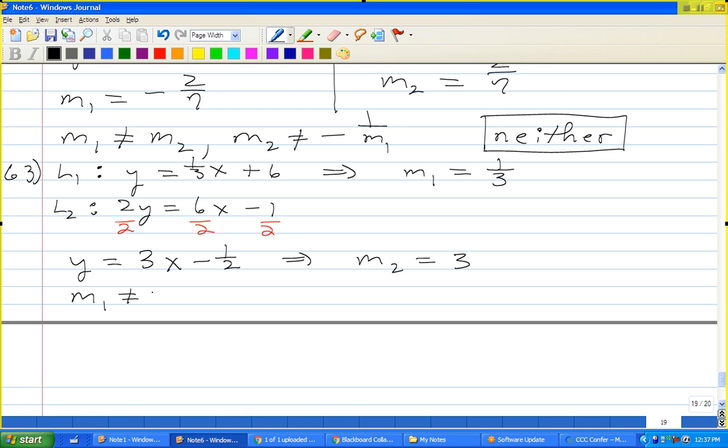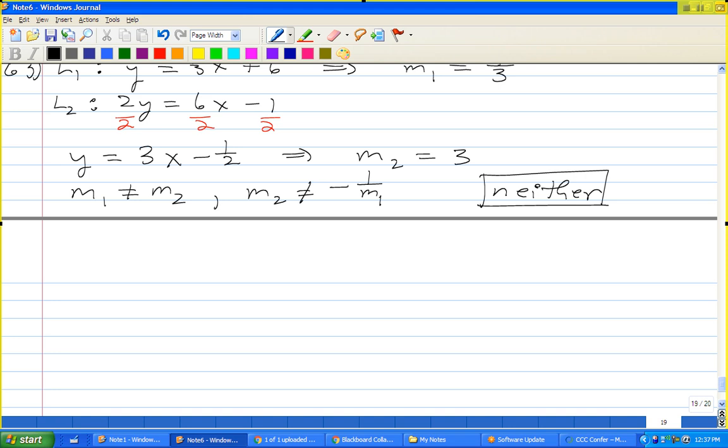But these are not the same. 3 is not the same as 1/3, and neither is 1/3 the negative reciprocal of 3. It's the reciprocal, but it's not the negative reciprocal of 3. Therefore, this is neither parallel nor perpendicular lines. Let me do problem 65.